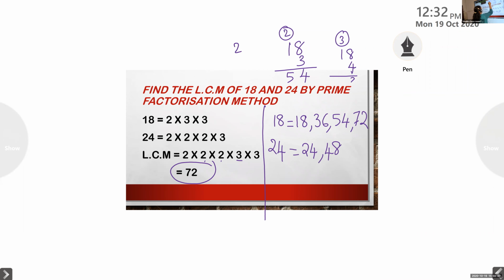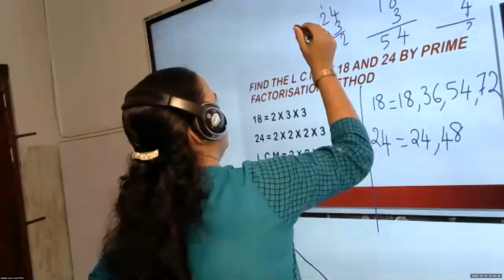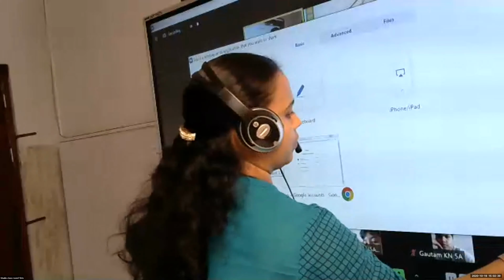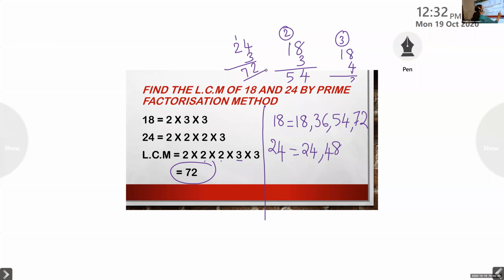Check, if you have any doubt, you can write 24 into 3. 4 into 3? 12. 1 is carryover. And 3 into 2 is 6, plus 1, it's 7, so 72. So we have 72. Now, can you tell me which is the least common here?